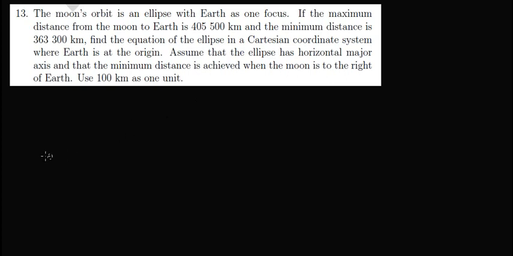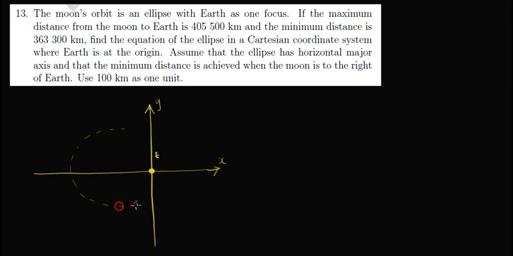Okay, so ilagay muna natin sa Cartesian plane yung situation. So let's draw a Cartesian plane. So this is your y-axis and this is your x-axis. Now, we're going to place the Earth at the origin. So here is the Earth. It's at the origin. And then, the minimum distance is achieved when the moon is to the right of the Earth. So basically, ito yung path ng moon. So gawan lang natin ng elliptical path yung moon.